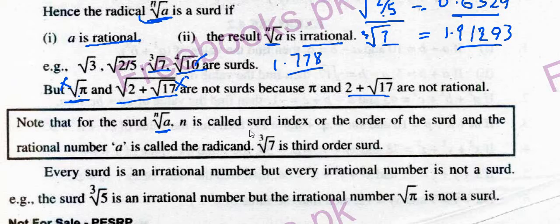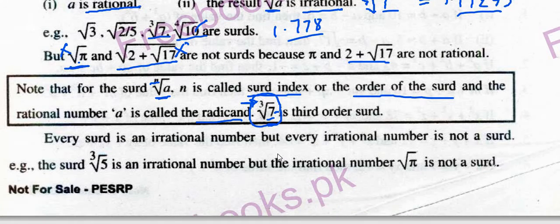Note that for the surd, nth is the surd index or order of the surd. If I ask you what is the order of this surd, you can say 3. The order of this surd is 3. A is rational and is called the radicand. This is a third order surd.